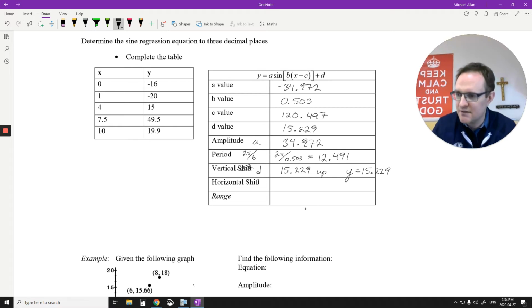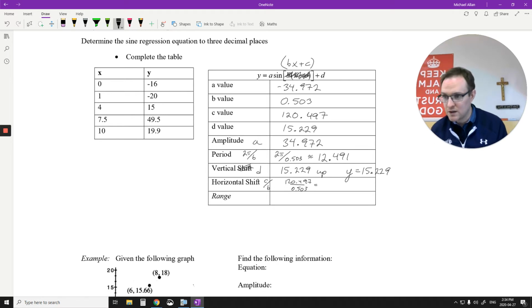A horizontal shift, remember our horizontal shift is C divided by B. Now, that's not the way this is supposed to be written. It's supposed to be written this way now. Right, so that's just an old way of writing it. But C divided by B, so that's my C value again, 120.497 divided by my B value of 0.503. Awesome. So I'm going to get 239.557. Okay, and it's positive.